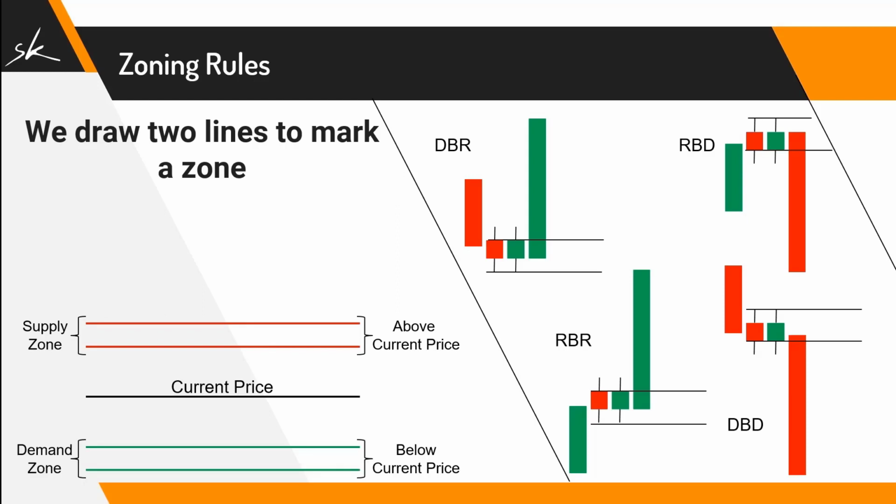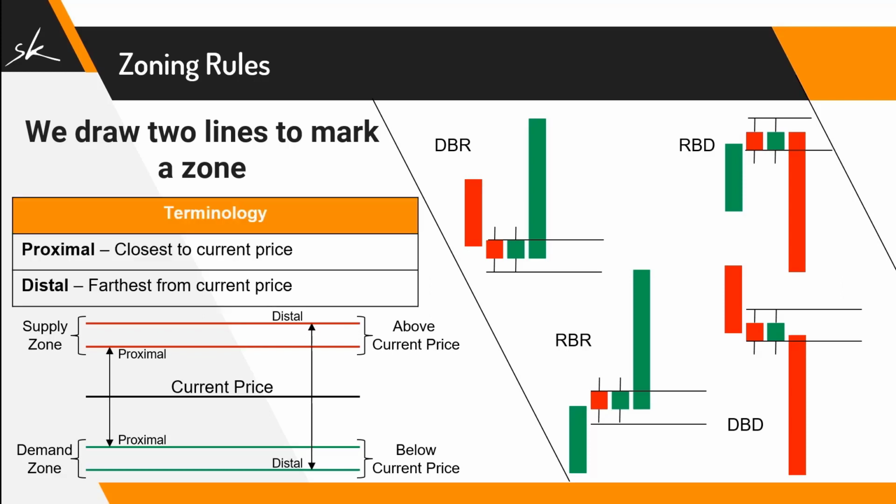the current market price. For both demand and supply, the line which is nearest to current market price is called the proximal line, and the line which is away from the current market price is called the distal line. Terminology. Proximal line, line closest to current market price. Distal line, line farthest from current market price.